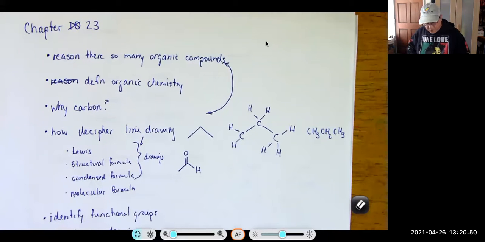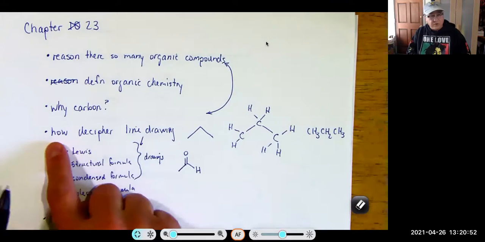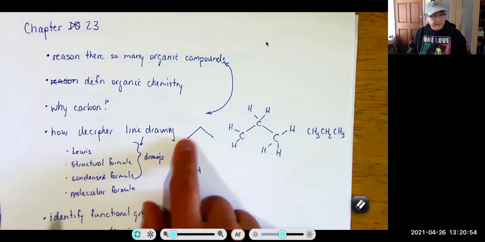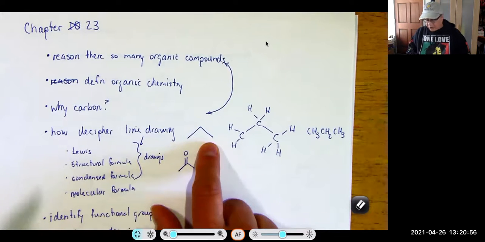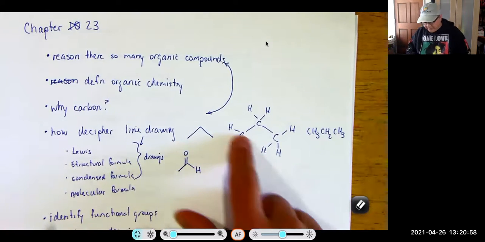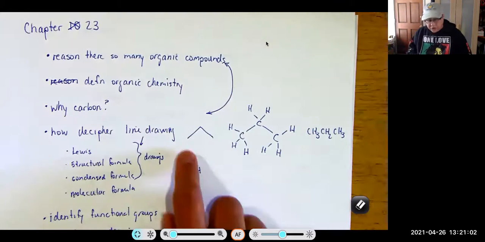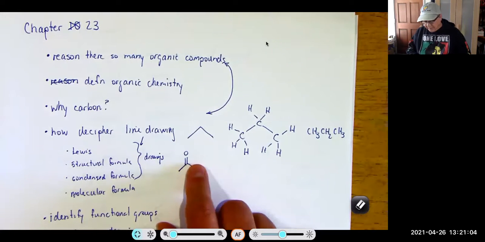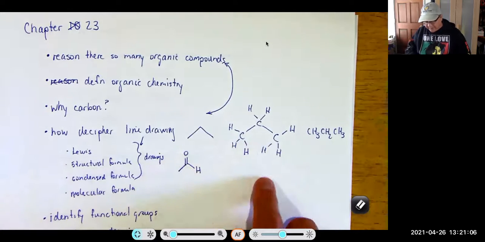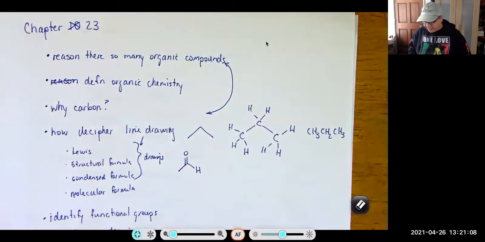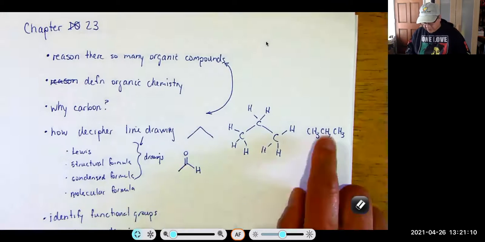Okay. You also want to be able to decipher line drawings. For instance, this looks like a hill, but it is actually a line drawing. That means this right here. Oh, and it is missing a hydrogen. So these two lines mean 3 carbons plus these additional 8 hydrogens. This is called a condensed drawing.